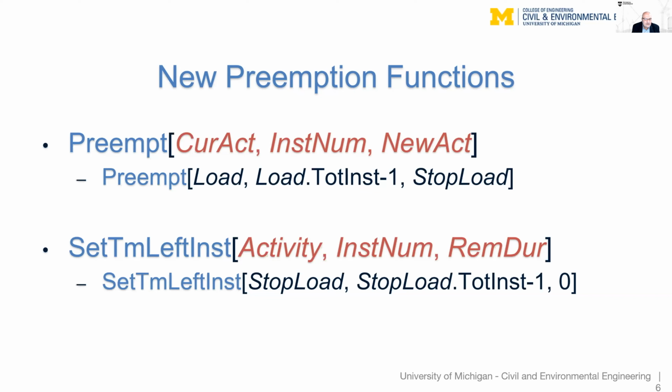The second function, set time left instance, sets the remaining duration of any instance that is currently going on, and it exists in what is known as the future event list. And this one takes 3 arguments as well. The first one tells us which activity to change the duration for, for example, stop load. The second one tells us which particular instance of that activity. And the example here is, again, the last instance of stop load. And the 0 at the end sets the duration of that particular instance to 0. So it makes it a dummy activity.